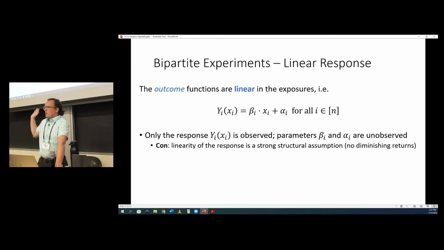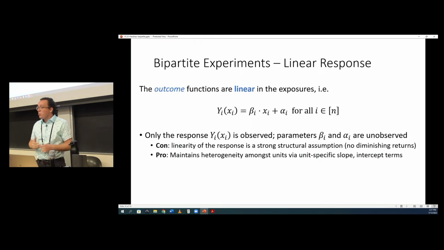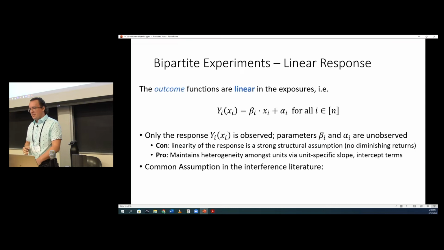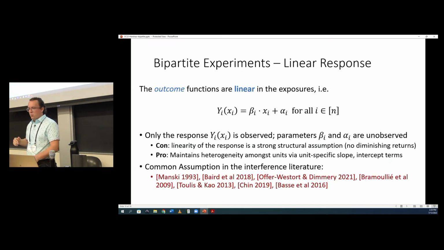So the con of an assumption like this is that the linearity of the response is kind of a strong assumption. I'm not allowing for any kind of diminishing returns, although in follow-up papers, we can handle stuff kind of like this. The pro, though, is that we maintain heterogeneity amongst the units here. So every unit has its own specific outcome function. There's nothing tying them together necessarily. And this type of assumption, some kind of linear assumption like this in some exposure, is one that's common in the interference literature. Not exactly as we've stated it here, but this type of idea has come up before.